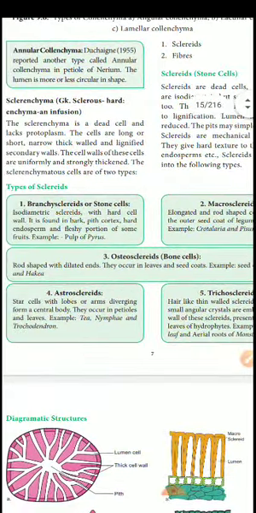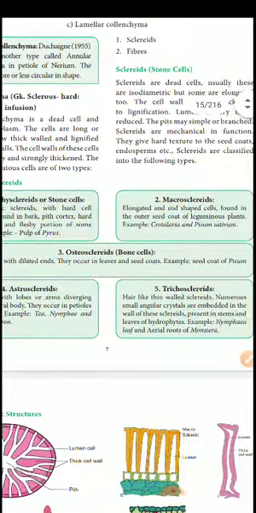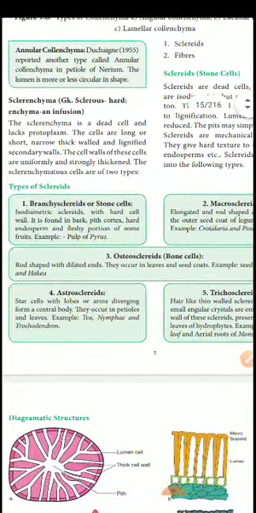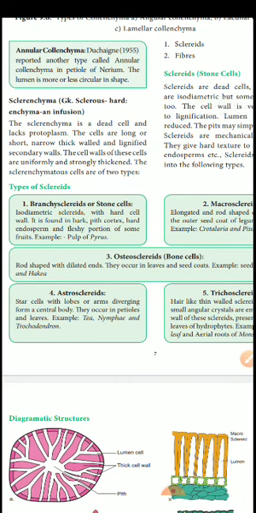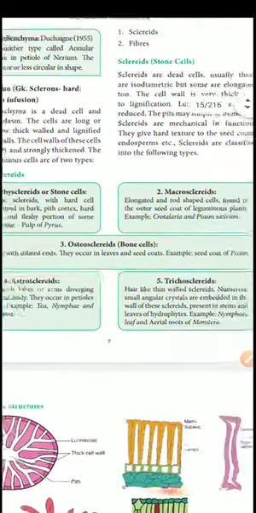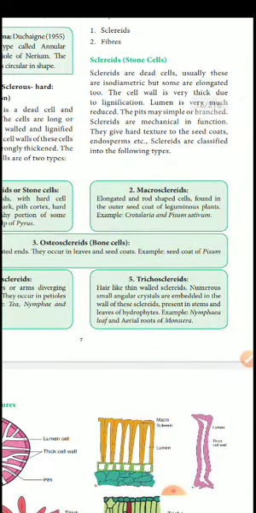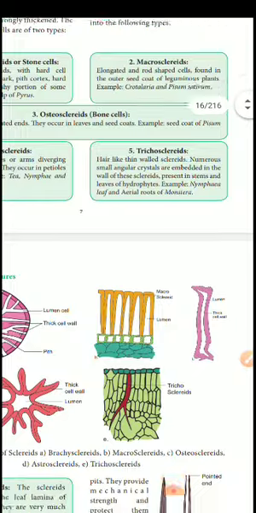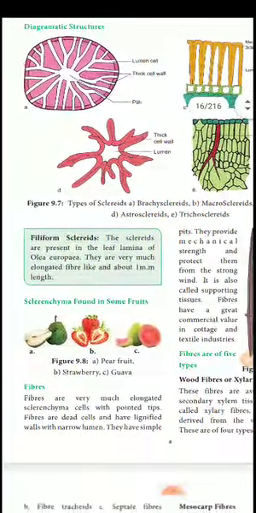Osteosclereids are otherwise called bone cells. Osteo means bone. They are dilated and occur in leaves and seed coats, for example the seed coat of Pisum. Astrosclereids have arms diverging and occur in the petiole and leaf. Trichosclereids are hair-like, thin-walled sclereids with numerous small crystals embedded, found in the aerial roots of Monstera. Most probably it is an aerial system only.